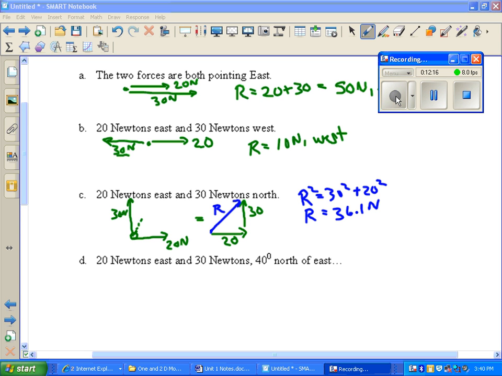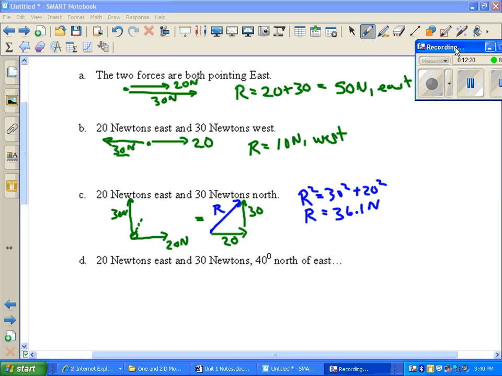Now, I also have to tell the direction. Up here, it was pretty obvious for the first one that if these are both pulling east, it's going to end up being east. The second one, the west one, so it's west. This is a little bit harder. What I'm going to have to do is find this angle right here. So we'll label that angle theta. All right, and I can use tangent because I have the opposite and the adjacent side. Here's my opposite side. Here's my adjacent side for that angle.